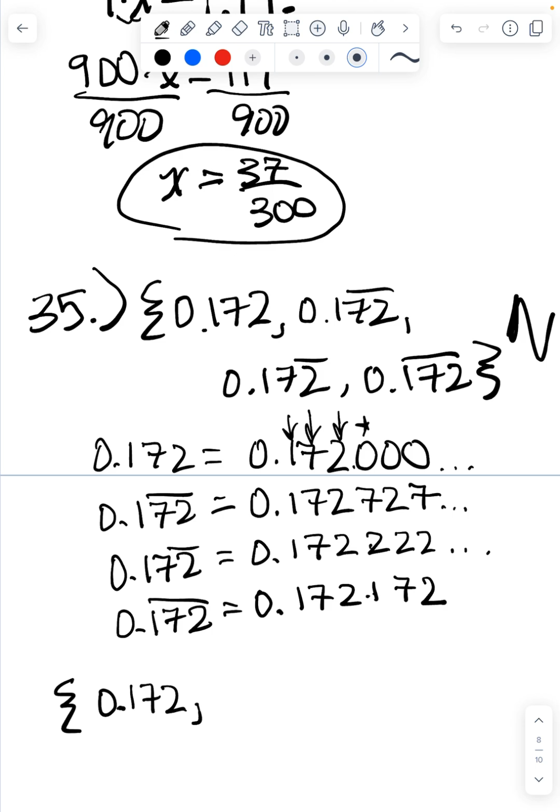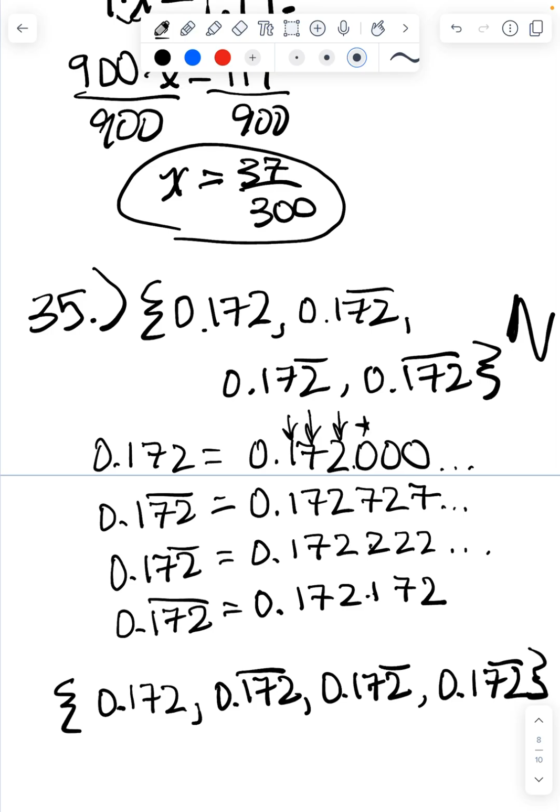Then 0.172, where it's all repeated, would be next. Then 0.17 with just the 2 repeated. And finally 0.172 repeated.